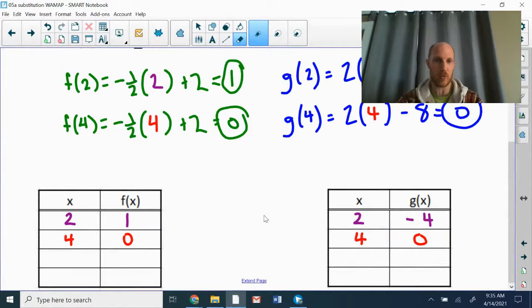I dropped those inputs and outputs into a table. It's not required, just a way to show some organization here. So on the left-hand side there, you've got f of x, input of 2, output of 1, input of 4, output of 0. And for g of x, input of 2, output of negative 4, input of 4, output of 0.